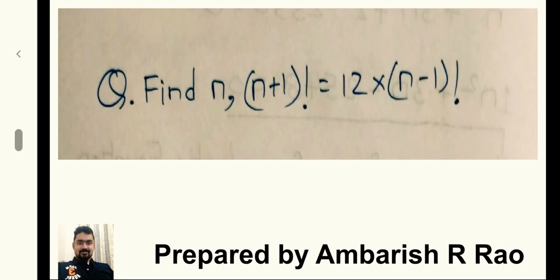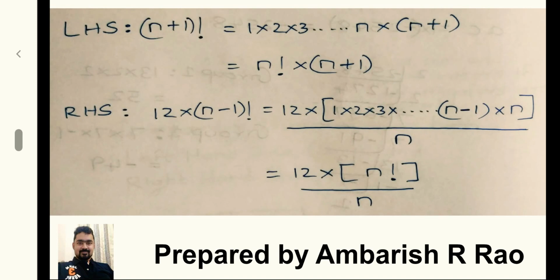Find n if (n plus 1) factorial is equal to 12 into (n minus 1) factorial. Left hand side, 1 into 2 into 3 till n we can write, and then multiplied by n plus 1. So we have separated n plus 1 successfully and written this term as n factorial into n plus 1. So instead of writing (n plus 1) factorial, we have written n factorial into n plus 1.